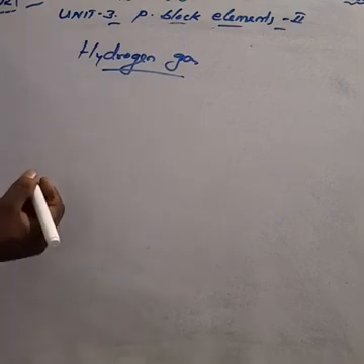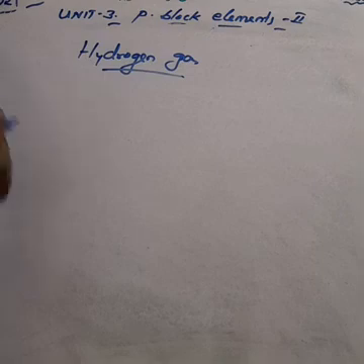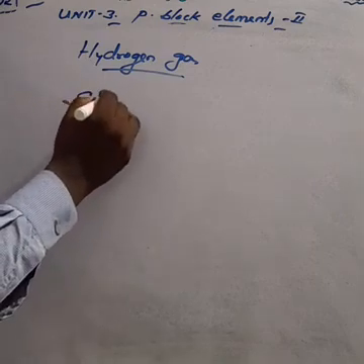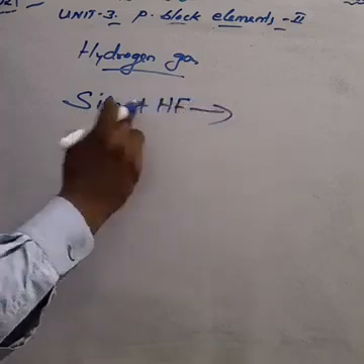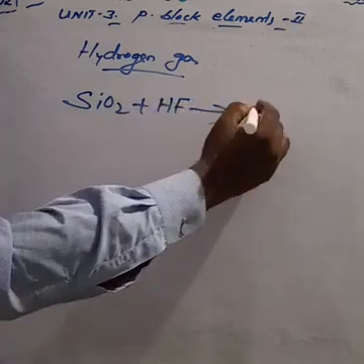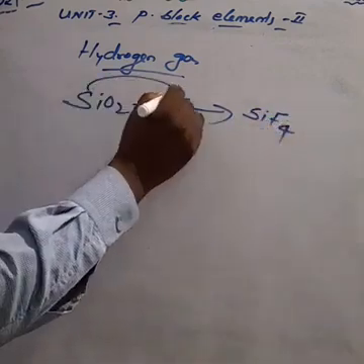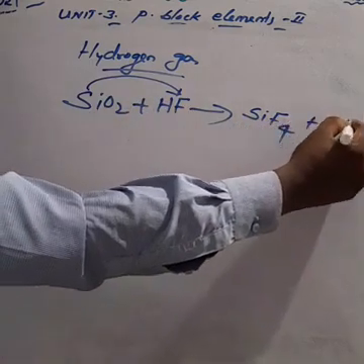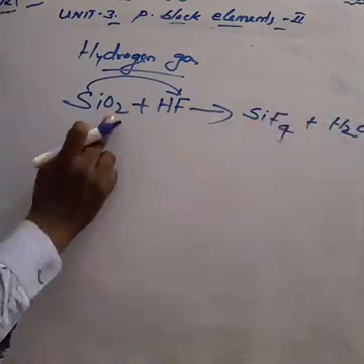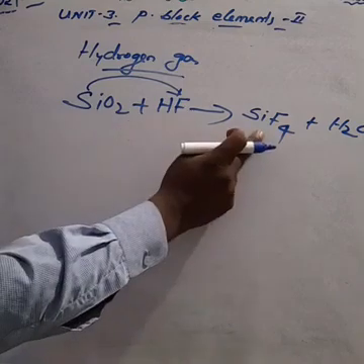One of the very important equations is there, my dear children. Silica combines with the hydrogen fluoride. The silica reacts with the fluorine to form SiF4, silicon tetrafluoride, and also we get water molecules. How can we balance the equation? SiO2 plus HF gives SiF4 plus H2O.